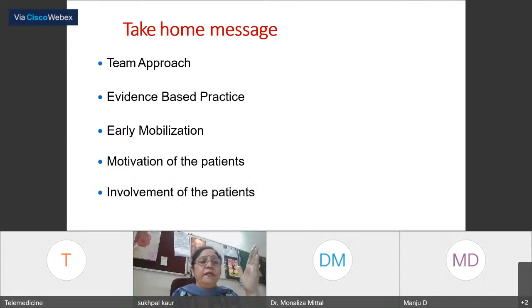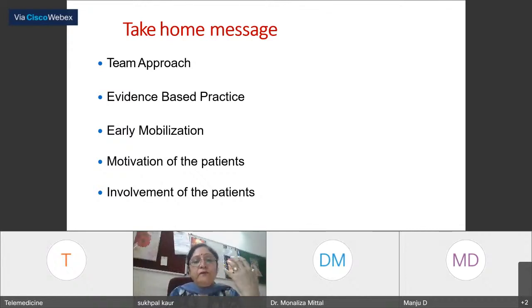We need to make use of various evidence-based approaches to improve the rehabilitation, to bring the person back to the community. Early mobilization is very, very important in these patients. Early rehabilitation is very, very important. We need to motivate the person, even if there is a 1%, 2% improvement in the condition of the patient. Motivation really will help the person to come back to the normal level.